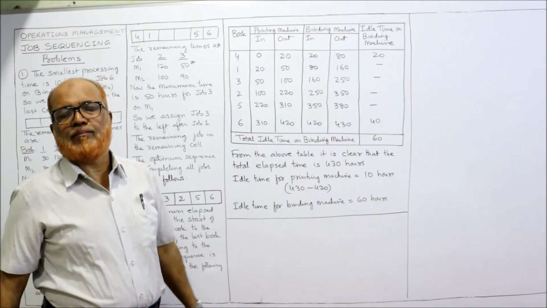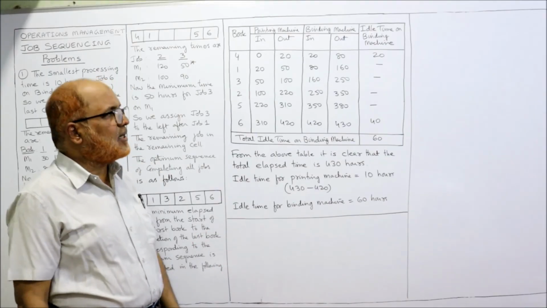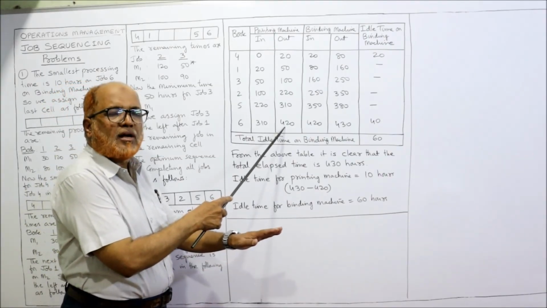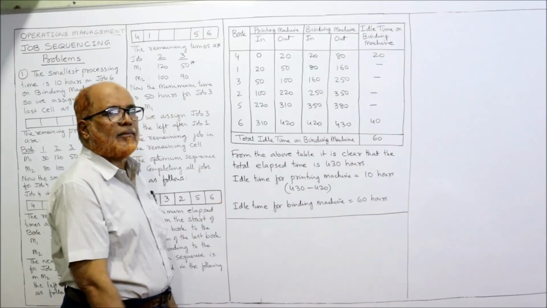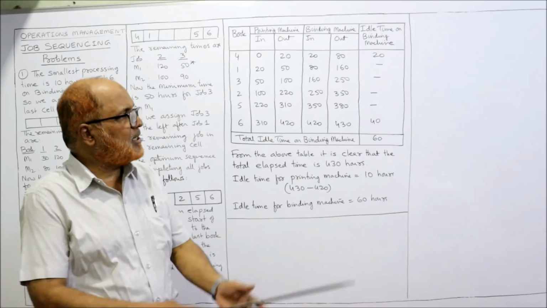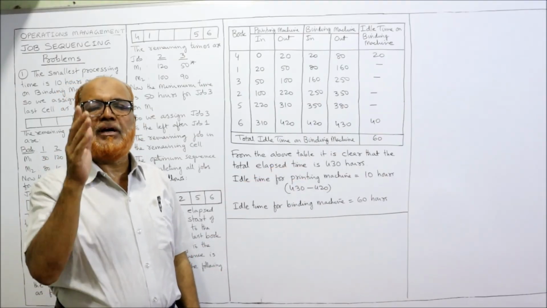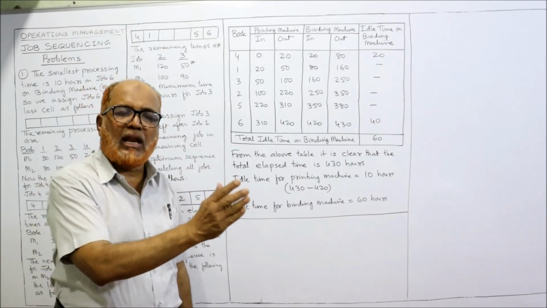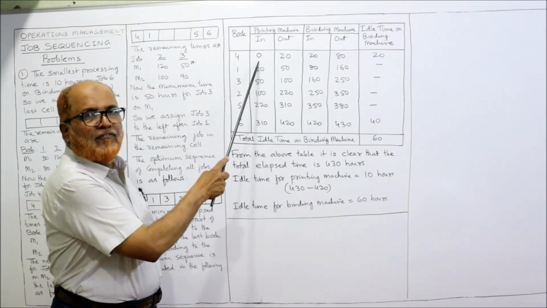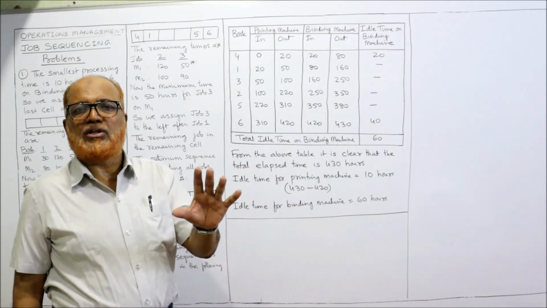Whereas printing machine, how many hours? The printing machine completed the job at 420th hour. But all the jobs are completed at 430th hour. So total elapsed time is 430 hours. Elapsed time means the time from beginning of the first book and ending of the last book. Beginning of the first book, time 0. Finishing time of the last book, 430. The total time is 430.